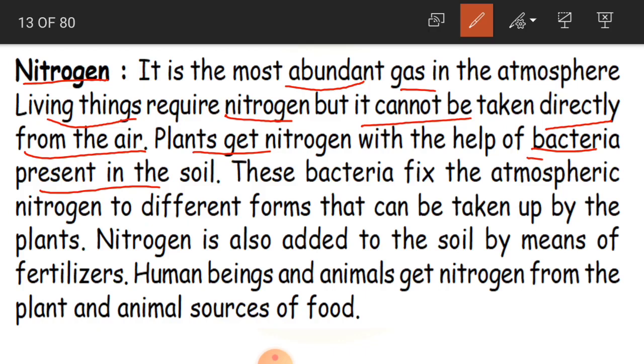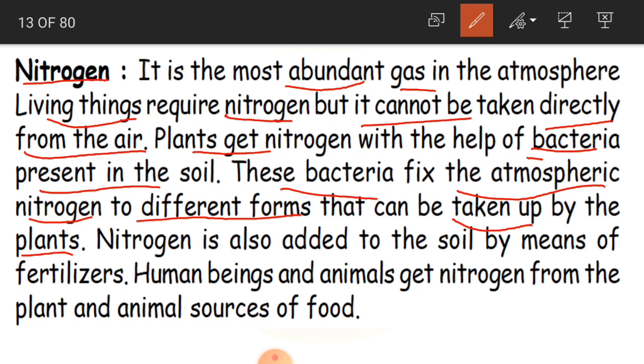No, because plants are in the soil. So again, in the soil bacteria is available. So with this bacteria, plants are going to get the nitrogen. What happens is, these bacteria fix the atmospheric nitrogen into different forms that can be taken up by the plants. So this bacteria, what does it do?